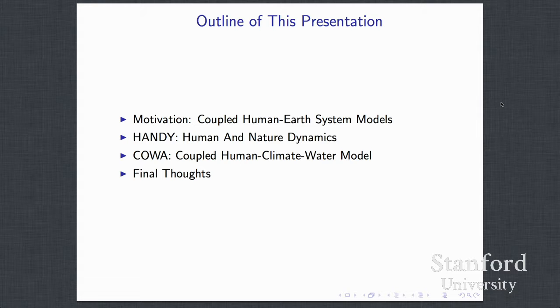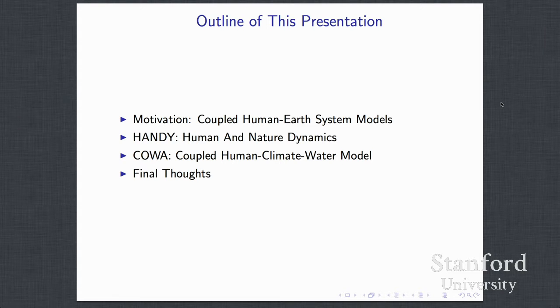So I'm going to start with basically the basis of coupling human and Earth system models. What is the philosophy, what's the foundation, and why do we do this work? Then I'm going to go right into the Handy model, whose paper was published on April the 2nd and created a lot of buzz all around the world. I went over the media, and I think that's why I'm here.